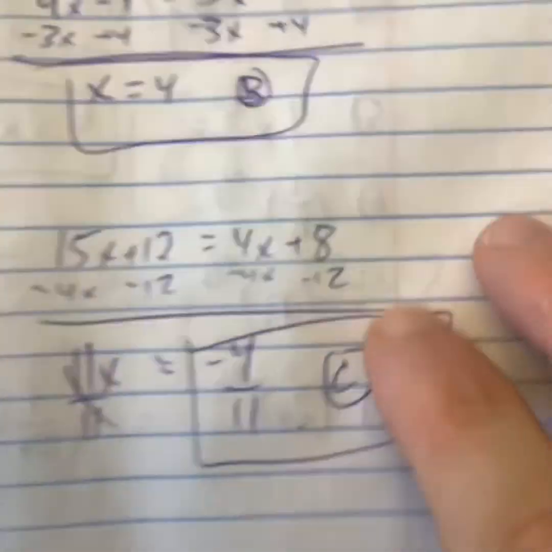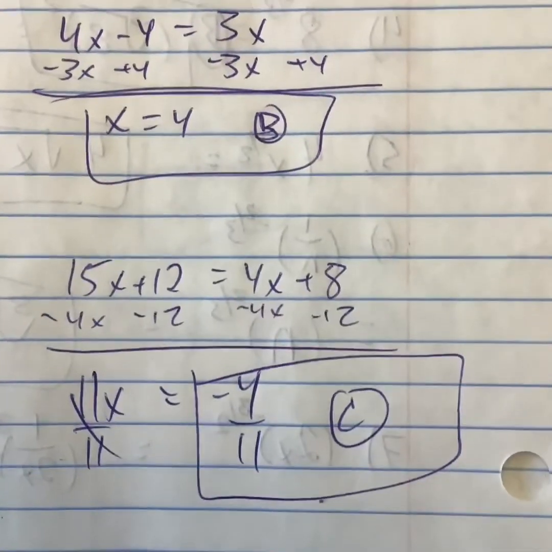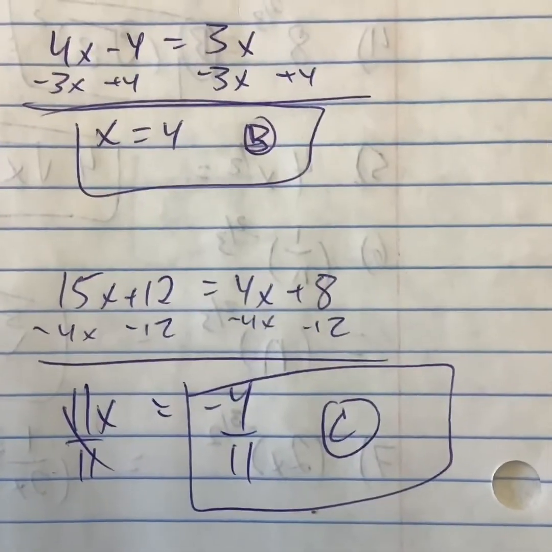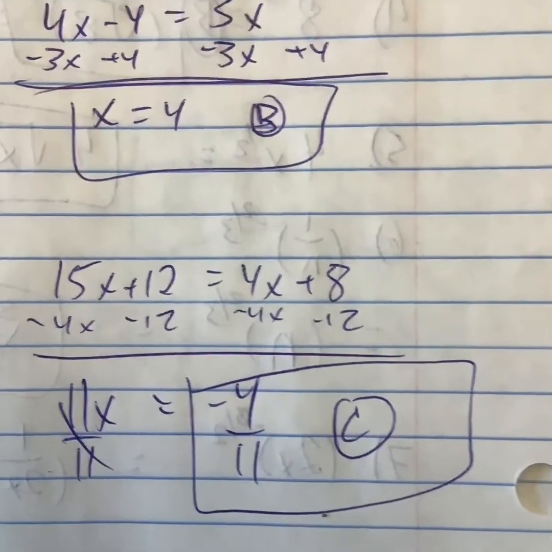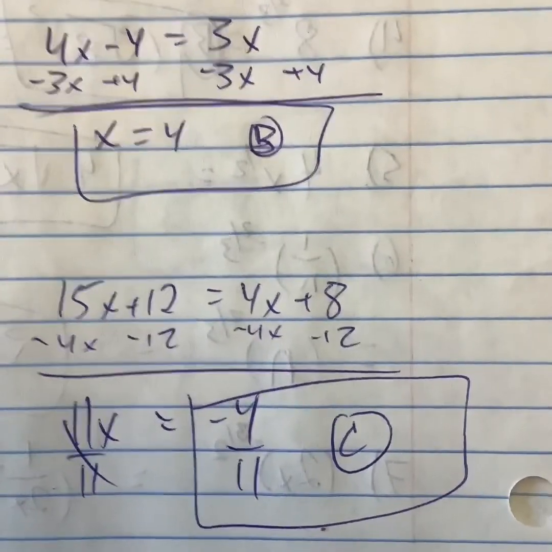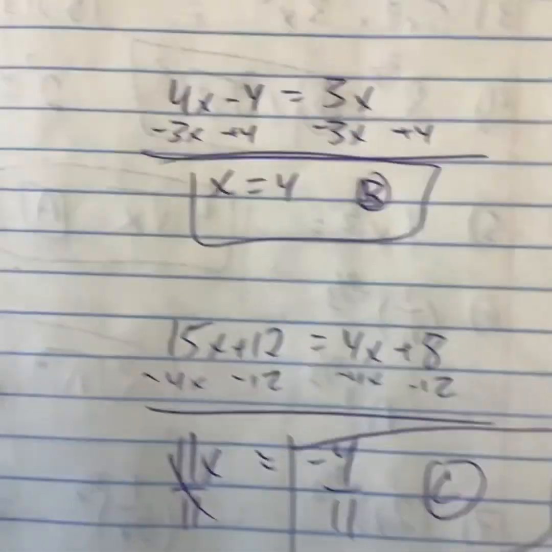Common bases, drop the base, set the exponents equal to each other. 15x plus 12 equals 4x plus 8. And when we solve this for x, we get choice C, which is negative 4 over 11.